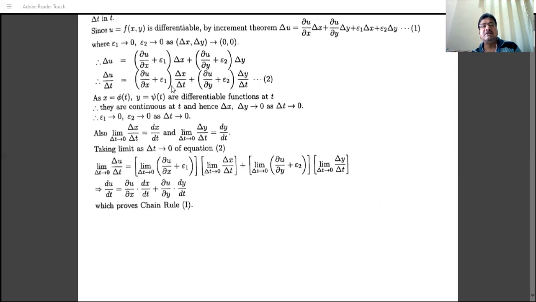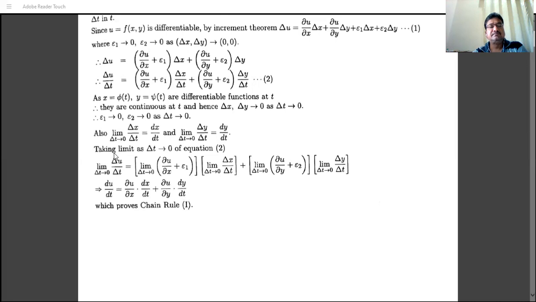Okay, because the limit of addition is the addition of their limits, and the limit of multiplication is the multiplication of their limits. The limit of this whole RHS is the limit of this plus the limit of this, and the limit of this is the limit of this factor into the limit of this factor, plus the limit of this factor into the limit of this factor.